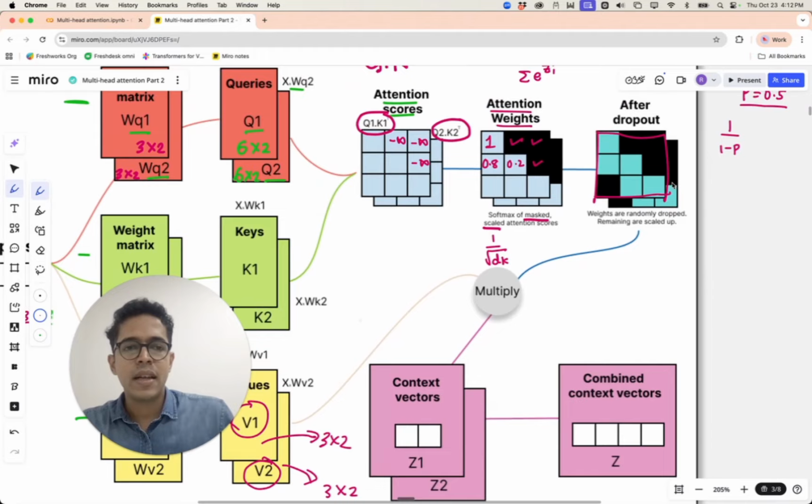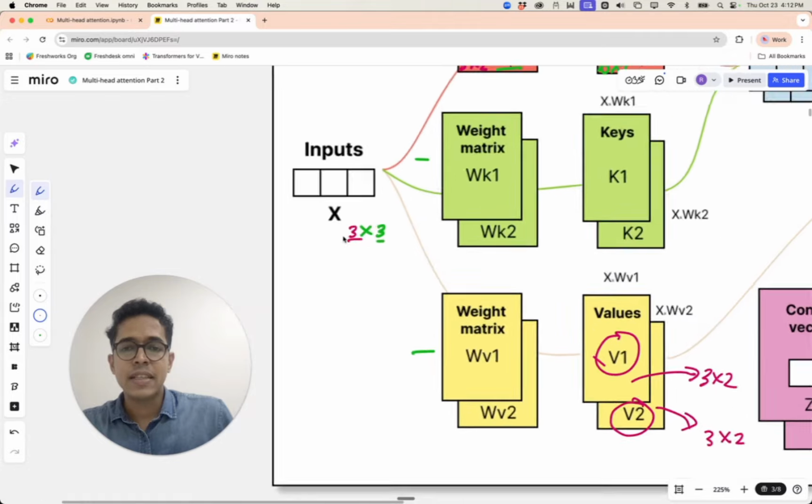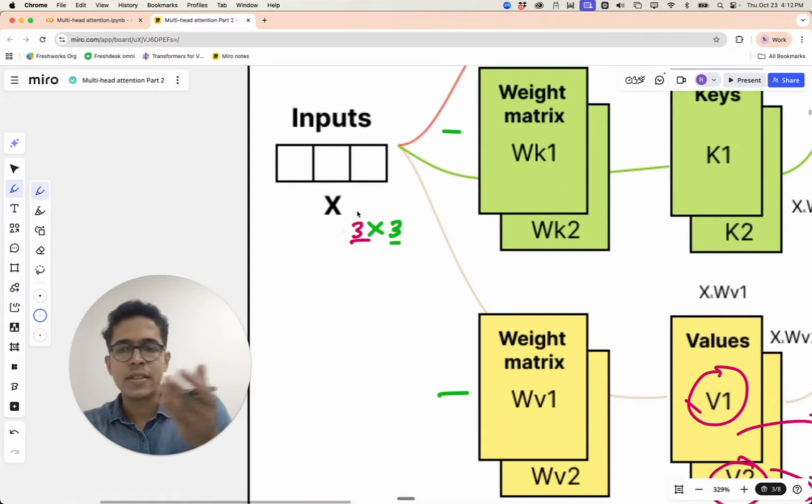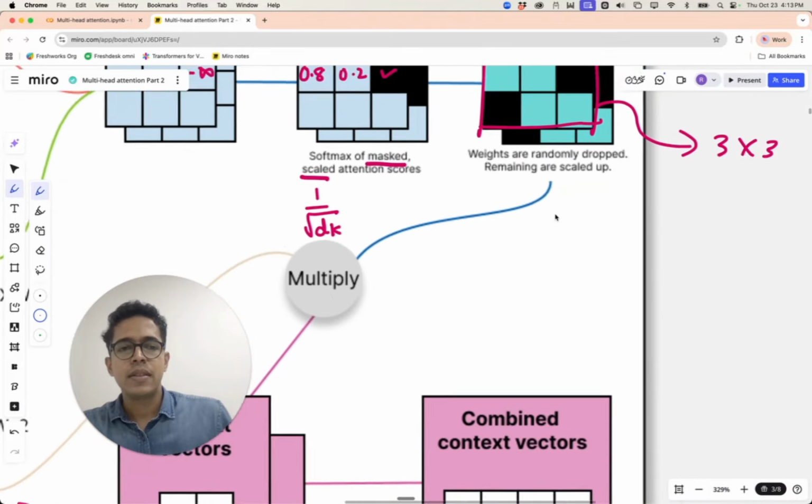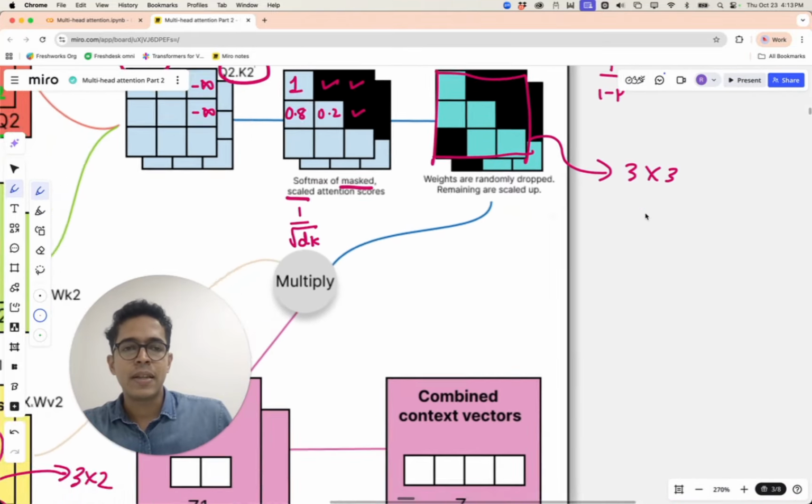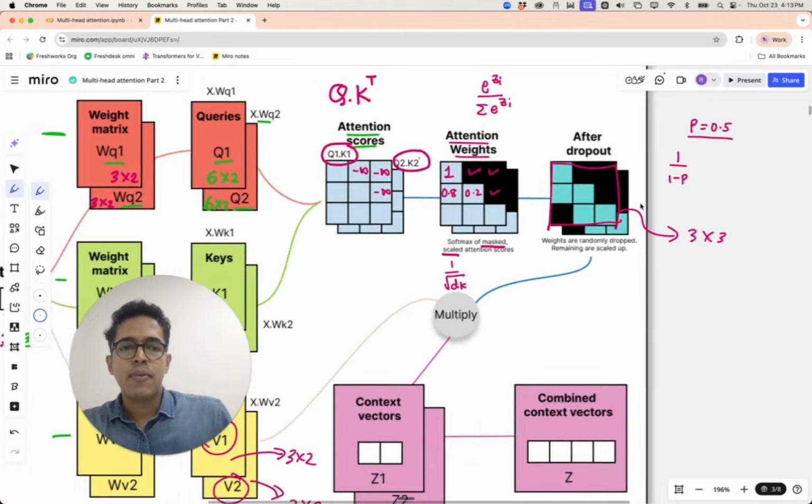What is the dimensionality here, by the way? This should be 3 by 3, because we initially started with 6 by 3 and later changed it to 3 by 3 just for the purpose of illustration. So 3 tokens, each of them being 3-dimensional, which means your attention weights should also be 3 by 3. Now you have this one being 3 by 3. This is also 3 by 3.